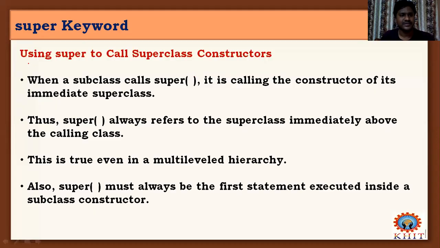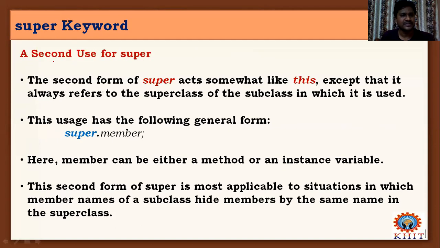Next one, using super to call the superclass constructor is already over. Next, a second use of the super keyword is accessing the member of a class. Here the second form of super acts somewhat like the this keyword, except that it always refers to the superclass of the subclass in which it is used. Got it?